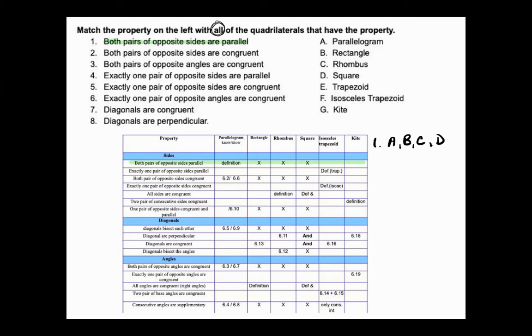In problem 2, we have both pairs of opposite sides congruent. So we find this property in the chart, and we see that that has been identified for the parallelogram, the rectangle, the rhombus, and the square.